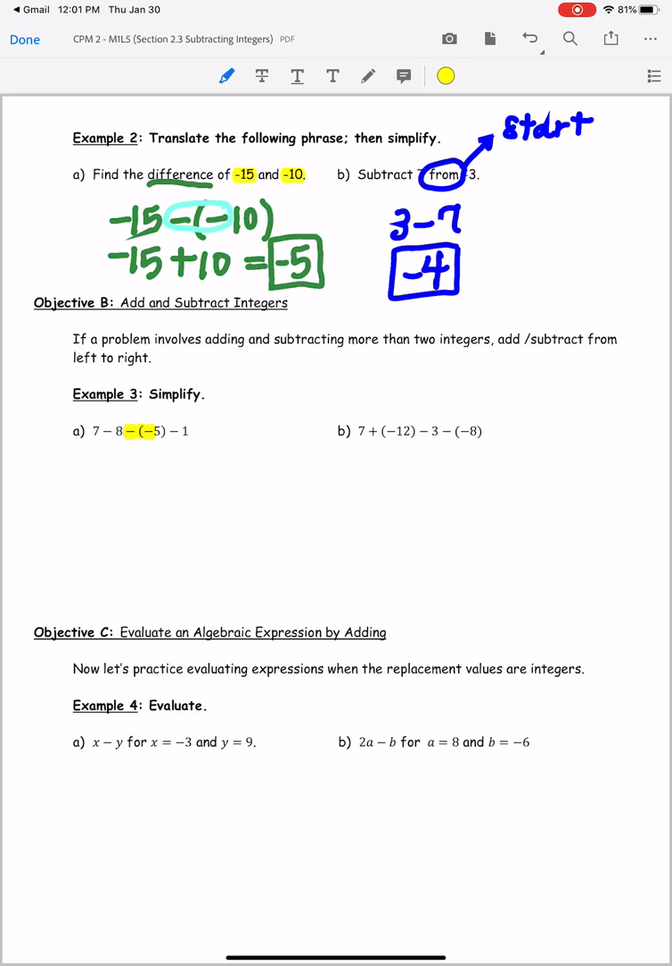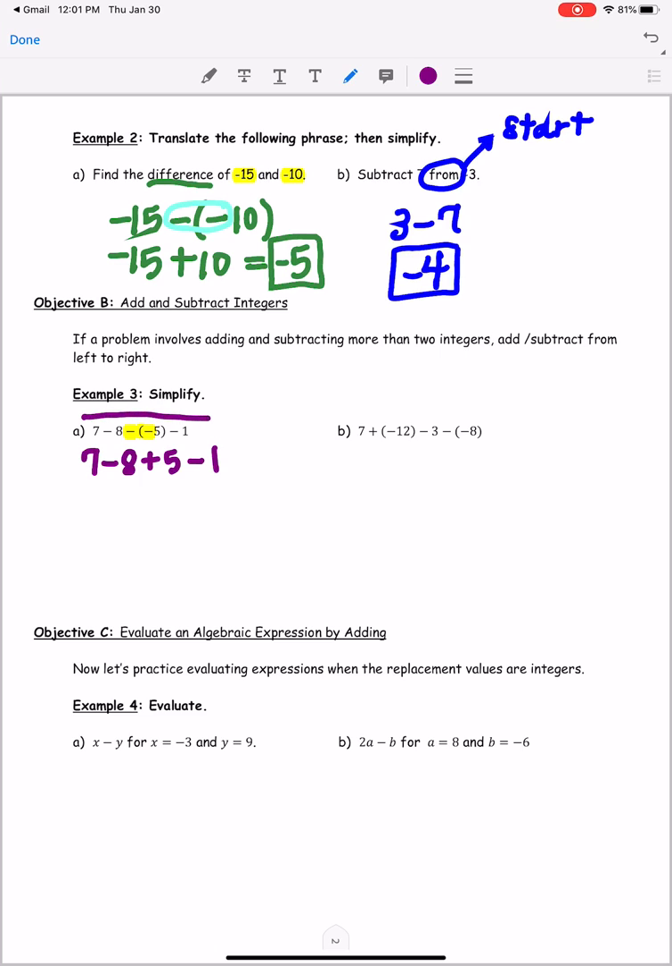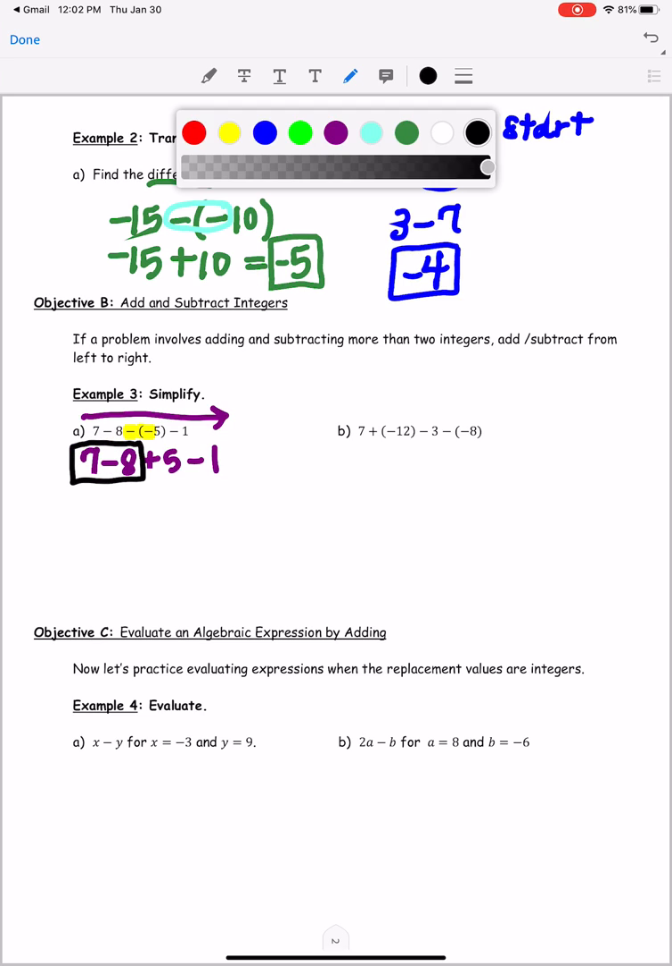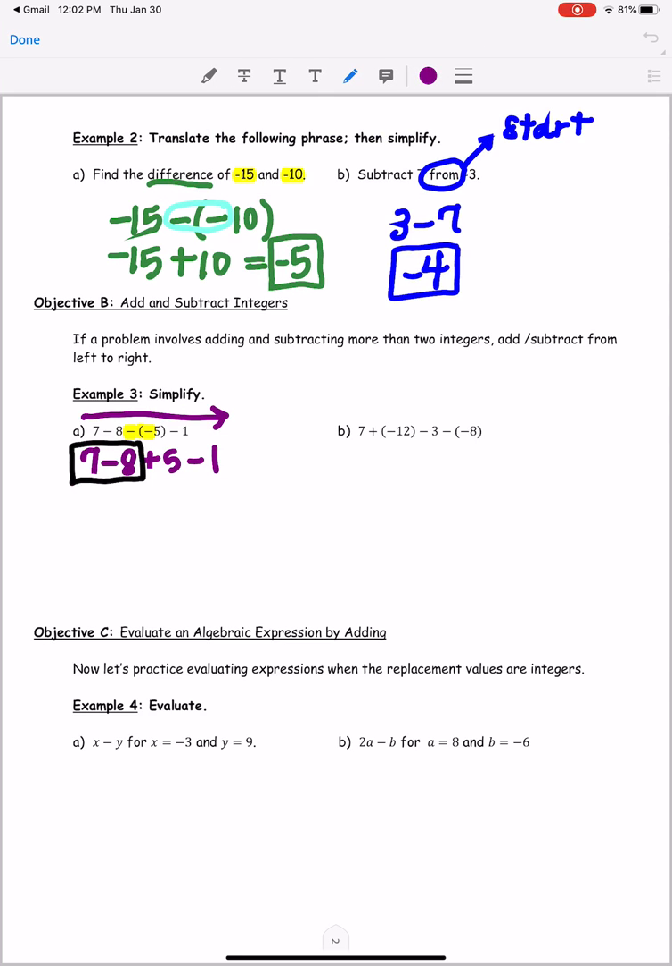And yes, we have that double negative here. So I'm going to go ahead and rewrite that double negative as a plus. So it means my problem now looks like 7 minus 8 plus 5 minus 1. Now I can move through this problem from left to right. So I'm going to start here. We have different signs. Because my signs are different, we're going to subtract.